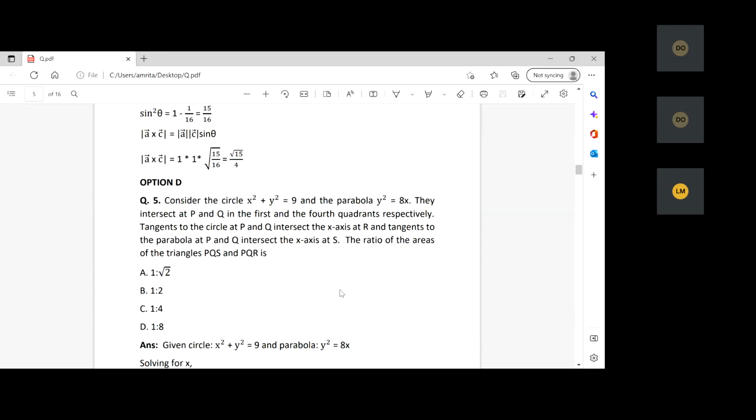It's discussing that you have a circle and a parabola, and both of them intersect at P and Q in the first and the fourth quadrant. Think about where is the first quadrant, where is the fourth quadrant, so where the points P and Q will be. And there are tangents to the circle at the points P and Q. They intersect in the x-axis at R. Similarly, the tangents to the parabola intersect in the x-axis at S. So we have two other points, R and S. We need to find out the ratio of areas of the triangles PQS and PQR.